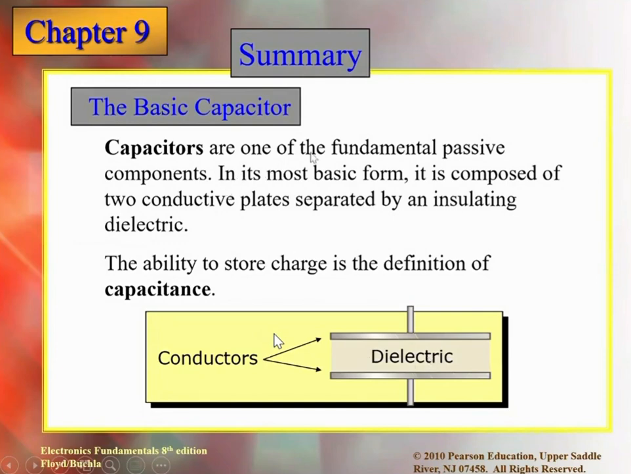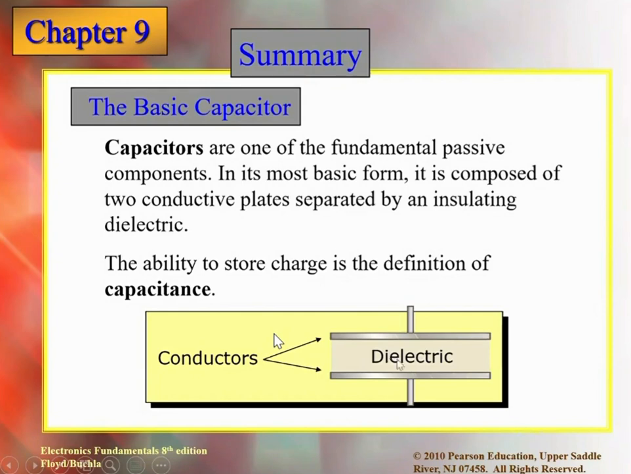Capacitors are one of the fundamental passive components. You know that components are of two types, active and passive. Capacitors are passive components, as well as inductors, which are also passive, and resistance is also a passive component. In its most basic form, it is composed of two conductive plates separated by an insulating dielectric. The ability to store charge is the definition of the capacitor. So capacitance is basically what lets it hold charge on the plates.